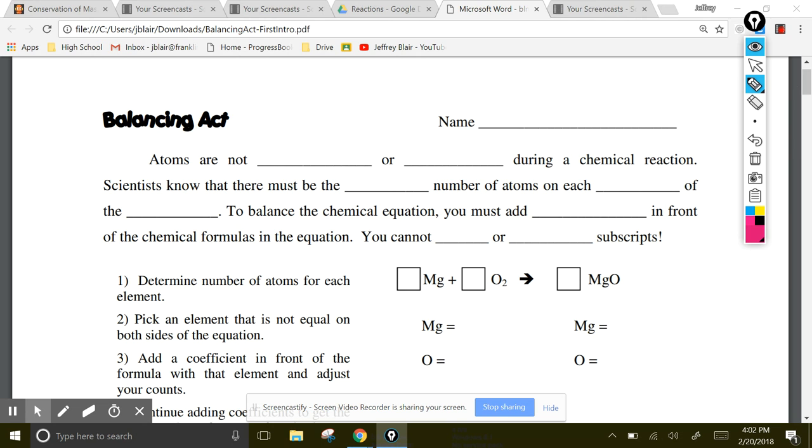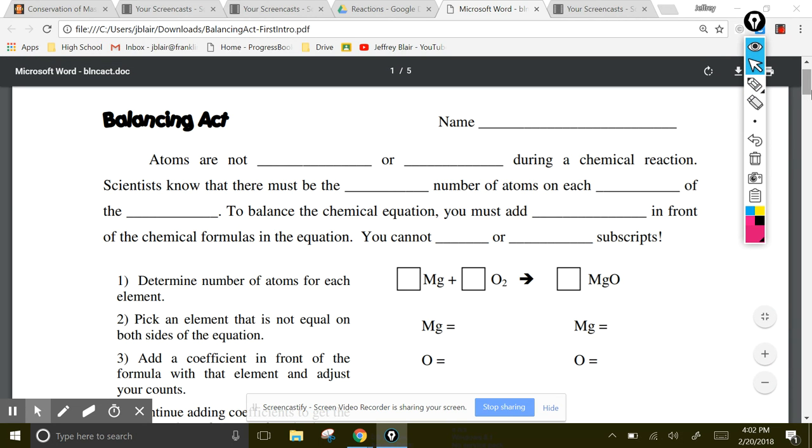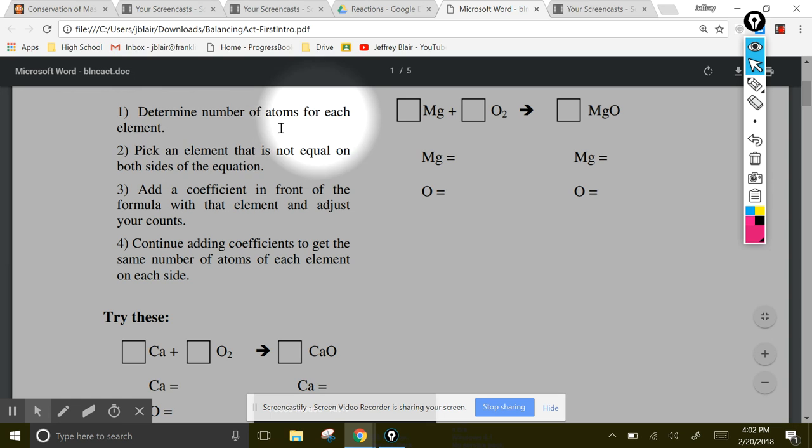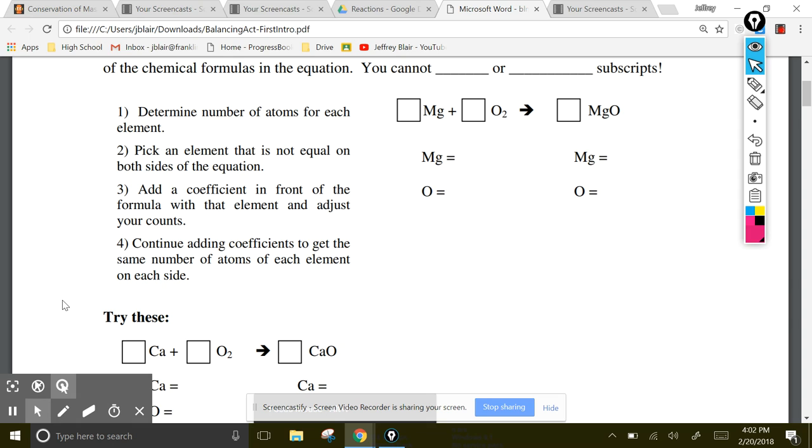So our steps for balancing a chemical equation are right here. First, we need to determine the number of atoms for each element. We're going to do an element inventory right over here. Then pick an element that is not equal on both sides of the equation. Well, let's go back to number 1 and do that first. So number 1 is to determine the number of atoms for each element.